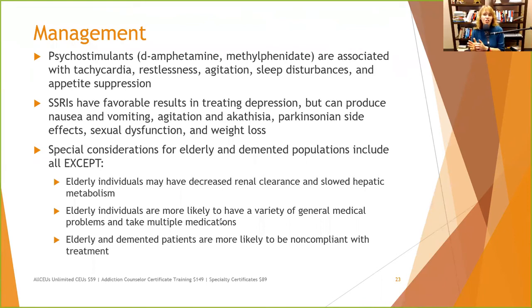Special considerations for elderly and demented populations include that elderly individuals may have decreased renal clearance and slowed hepatic metabolism. Elderly individuals are more likely to have a variety of general medical problems and take multiple medications. And elderly and demented patients are more likely to be non-compliant with treatment. So they may choose not to take medications sometimes, or they may double up here and there. So we want to be aware.